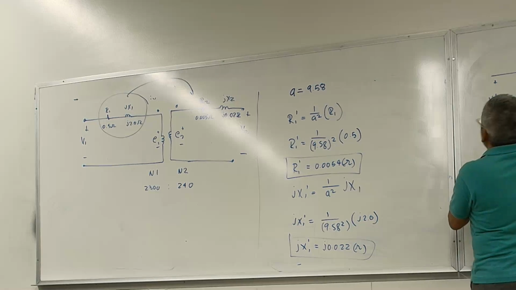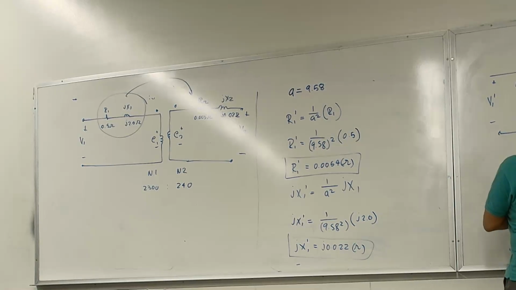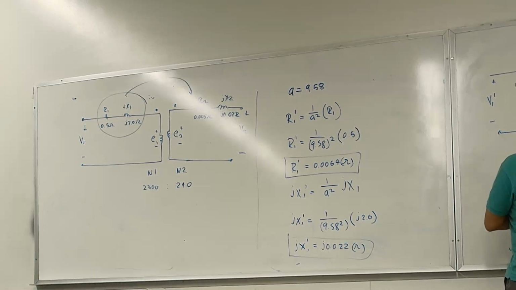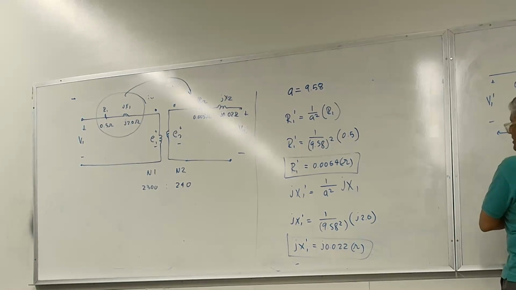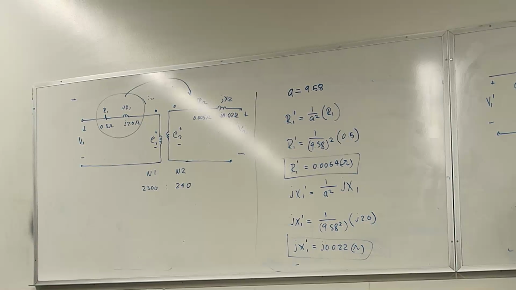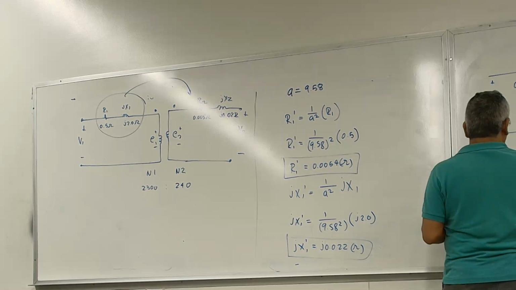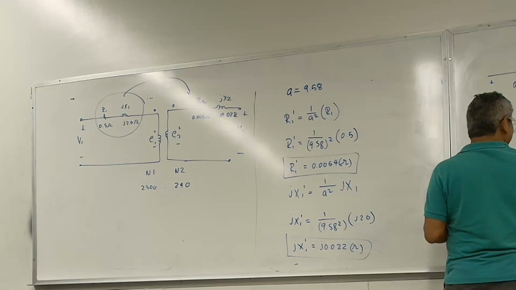ohms. j0.02 ohms. R1 is j... 0.0, oops, not j, 0.0054. This j 0.022 ohms. Extend this. Sorry. Plus minus V2. Okay, V1 prime.